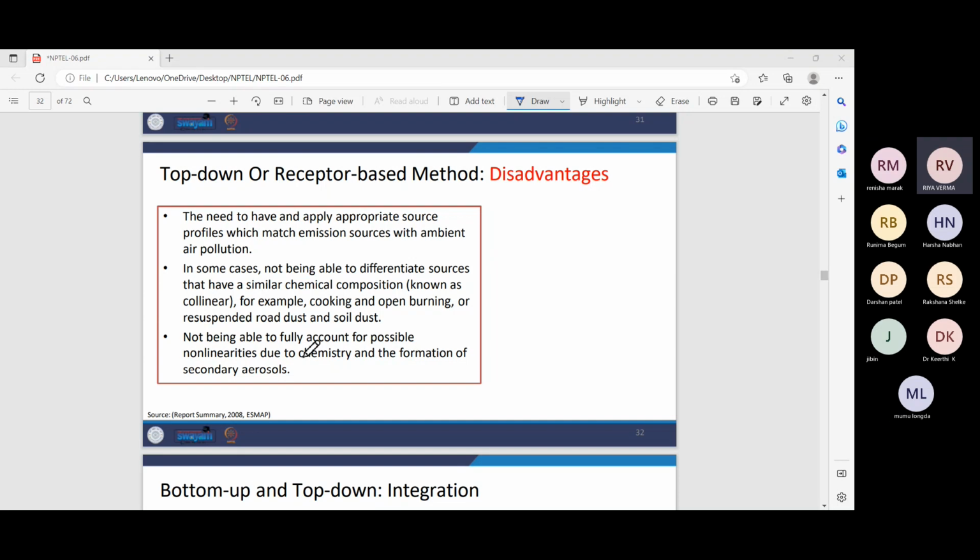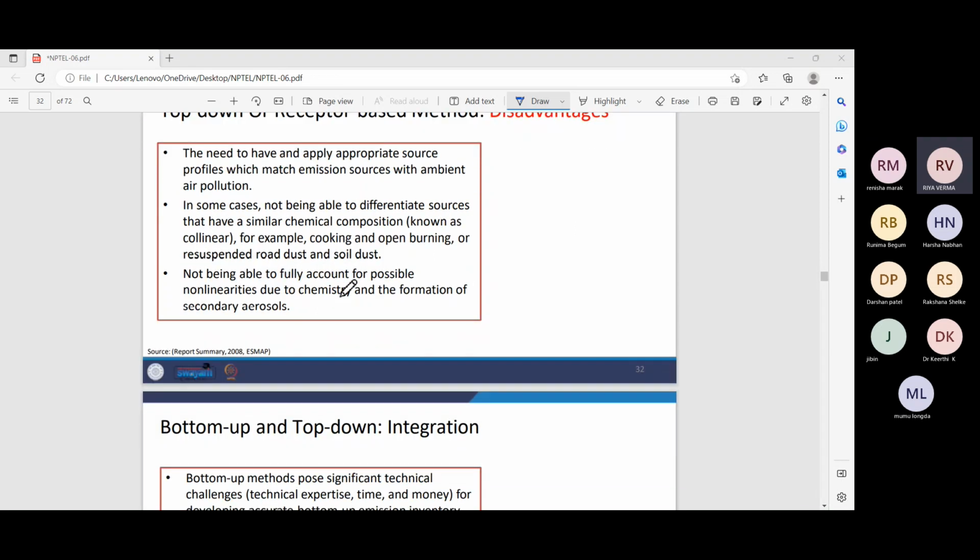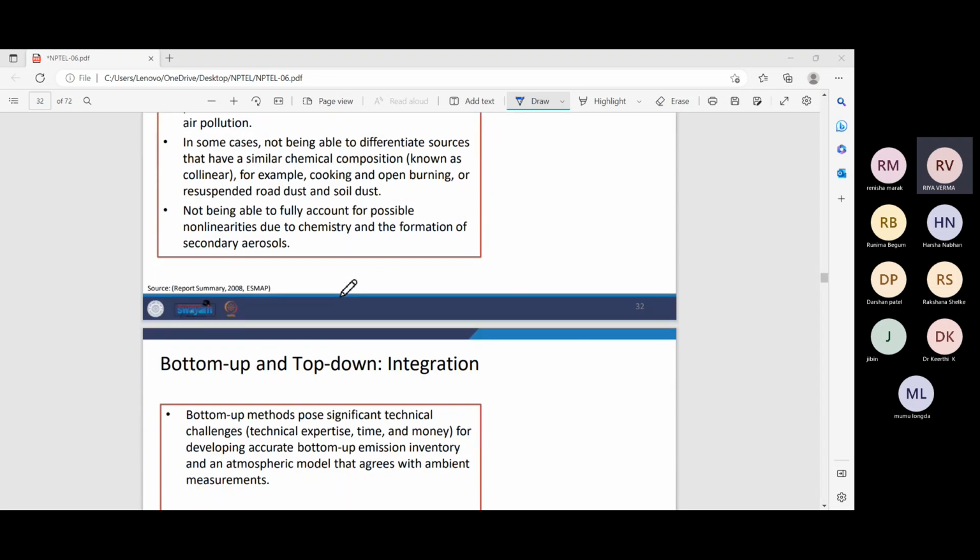For example, if we are referring to cooking fires and also open burning, both will have similar types of emissions. Or for example, resuspended road dust and soil dust, both will have similar characteristics. So it's difficult to differentiate between these types of sources, and thus this method is not able to fully account for possible non-linearities, which are due to the formation of secondary aerosols. So these are the disadvantages of the top-down or receptor-based methods.